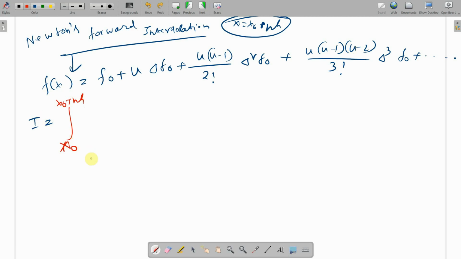Okay, so it can be written as f(x) dx. Okay, so h from 0 to n, f(x0) plus... here we are considering u. So either we will write n or u. Let me show you actually.